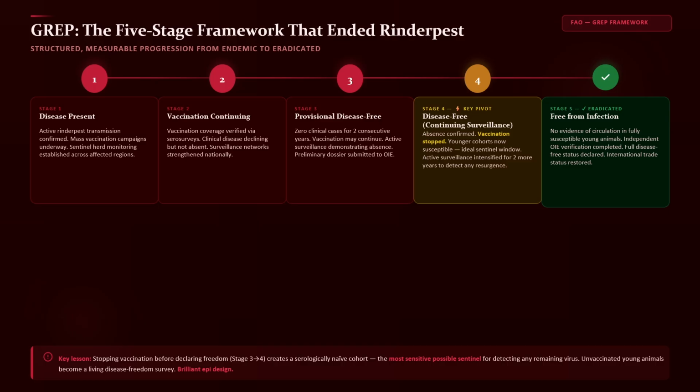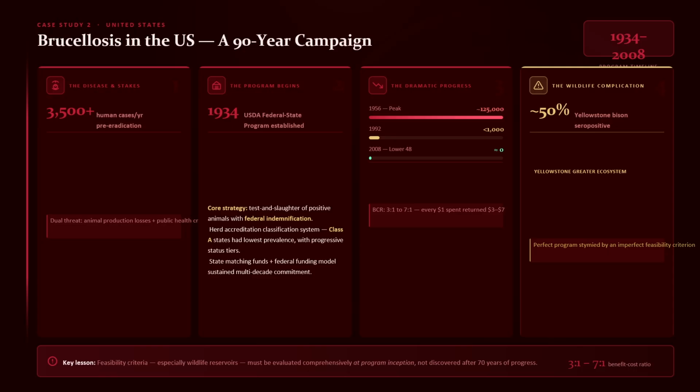Now let's come closer to home to a U.S. program that has been running since the 1930s, that got tantalizingly close to the finish line and then ran into a wall in the form of one of America's most iconic ecosystems. Talk about brucellosis, Brucella abortus in cattle, B. melitensis in goats and sheep.